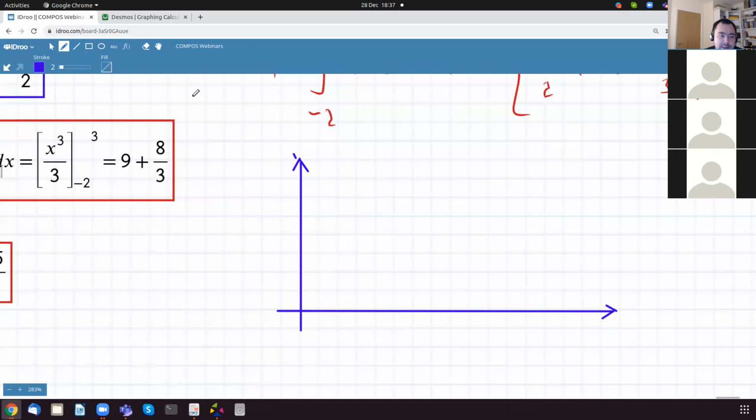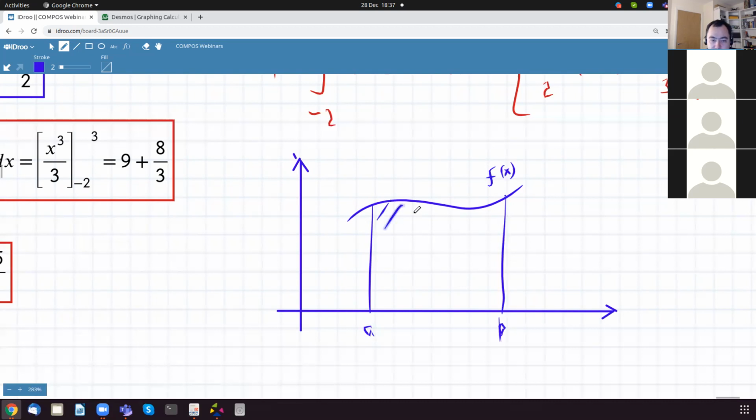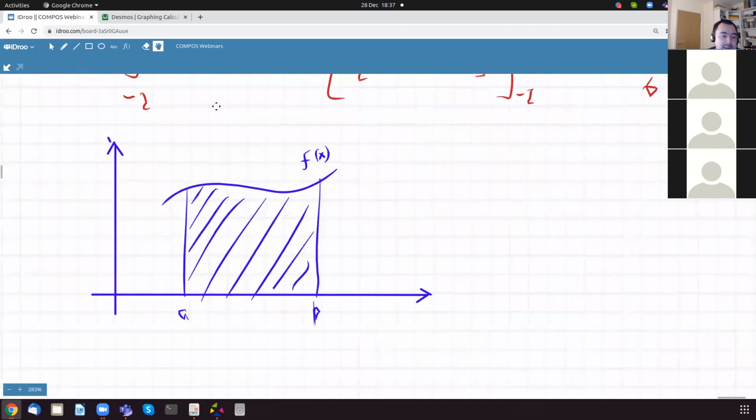Oh yes, you could do the integral in terms of dy, of course. If you want, you need a function of x in terms of y. I don't think I need to show that here. So back to this. If you have a function f of x, the area under the graph is the integral.